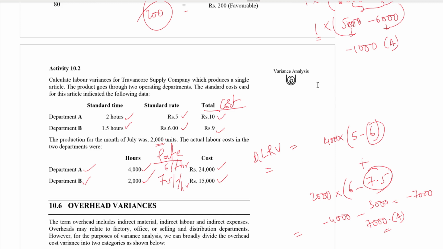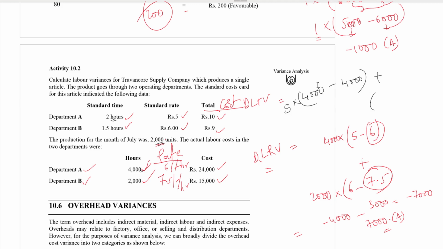Now we will see the direct labor time variance. Time variance means how the time has changed. They have actually worked for 4,000 hours in department A and 2,000 hours in department B. What was the estimation for producing 2,000 units? 2 hours per unit, so 4,000 hours would be the estimation. Actually, they worked 4,000 hours in department A, so there is no variance in department A. This should be multiplied by the estimated rate, 5 rupees in department A.